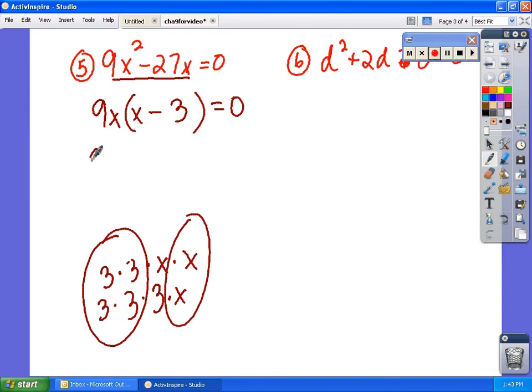Now that I have a multiplication problem, set each one equal to 0. Here I just divide by 9, and I get x equals 0. Here I'm going to add 3 to both sides, and I get x equals 3.